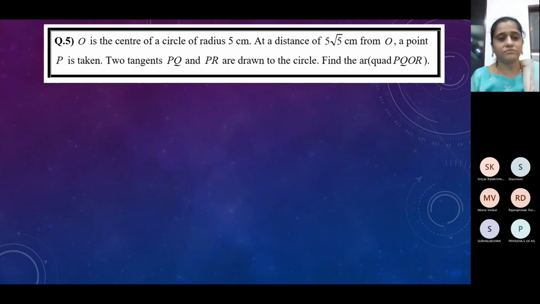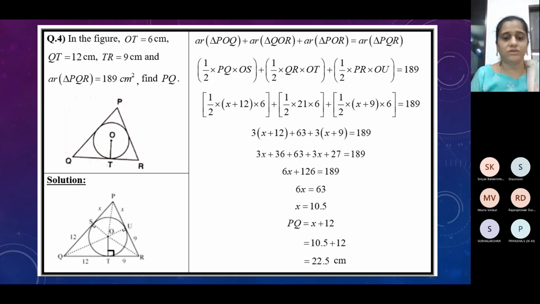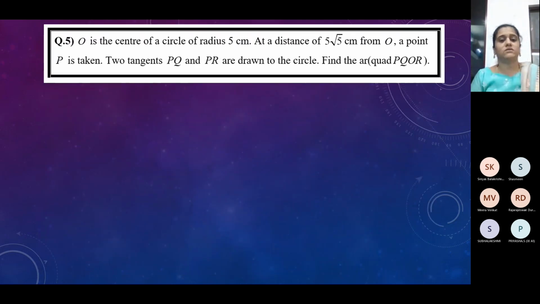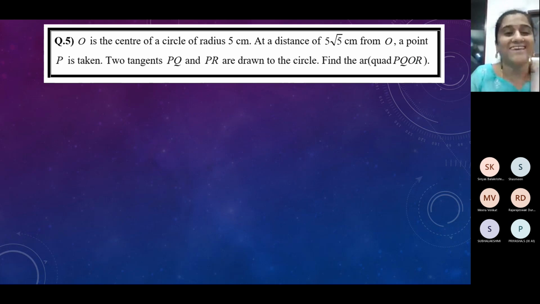Let's begin. So we finished till here in the last class. Look at this question. O is the center of a circle of radius 5 centimeters. At a distance of 5√5 centimeters from O, a point P is taken.